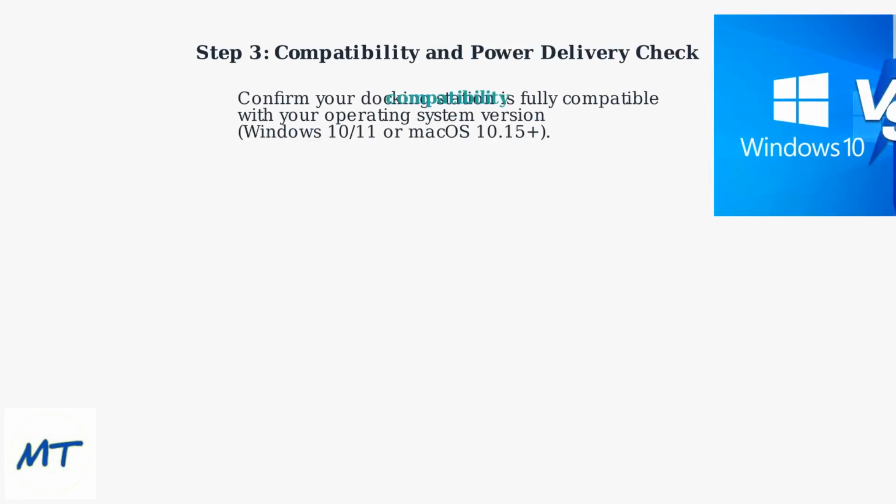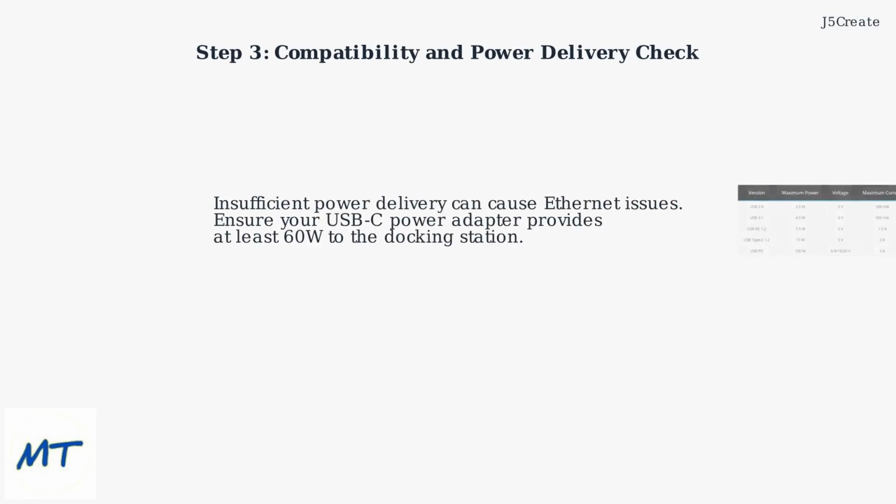Confirm your docking station is fully compatible with your operating system version, such as Windows 10 or 11 or macOS 10.15 and later. Insufficient power delivery can also cause Ethernet issues. Ensure your USB-C power adapter provides at least 60 watts to the docking station for full functionality. Use the original power adapter if possible.